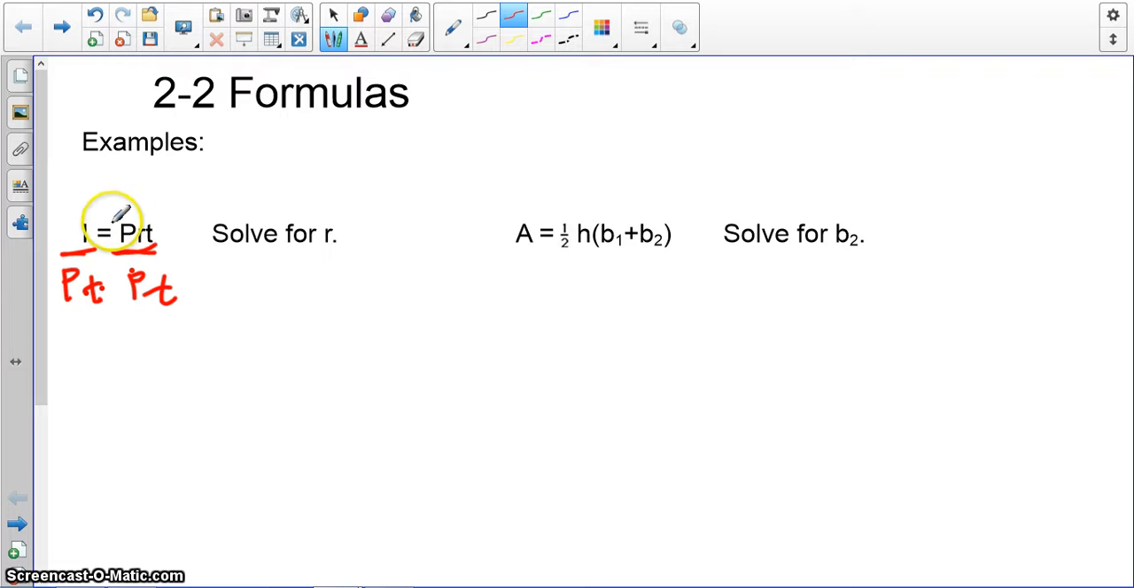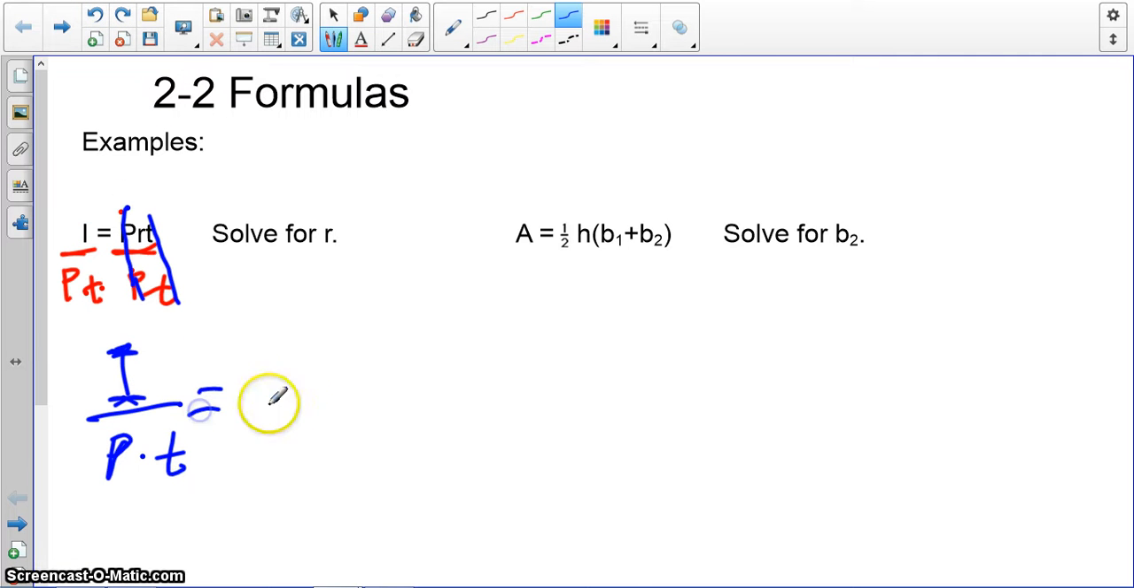Okay? And so we have I, the interest, not the interest rate, excuse me, the interest, equal to... or I over P times T. I probably should make that obviously an I. All right, let's forget that, it didn't work really well. Okay, I over P times T is equal to R.